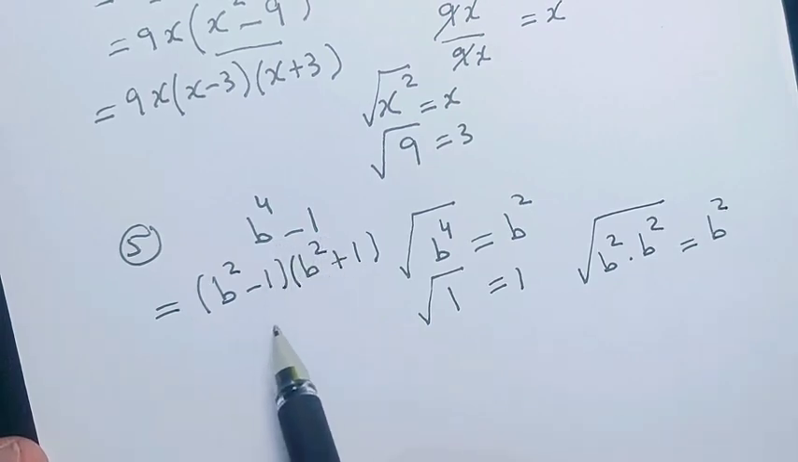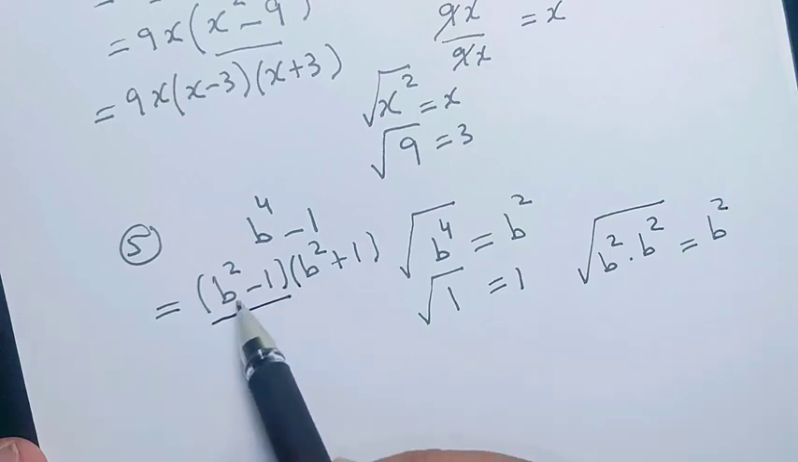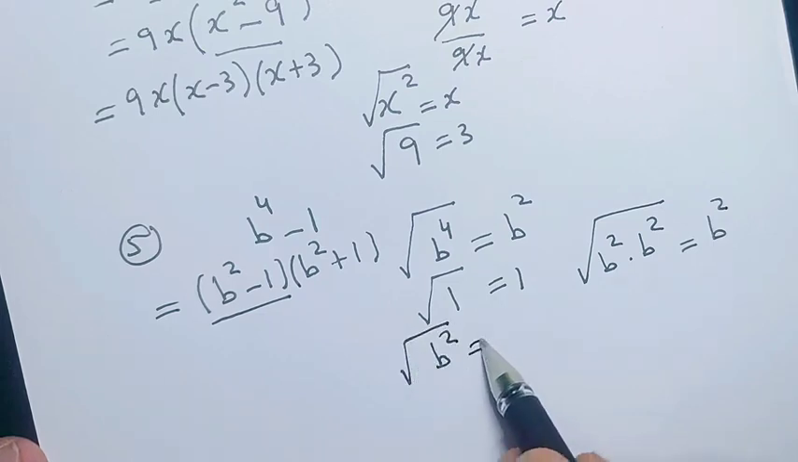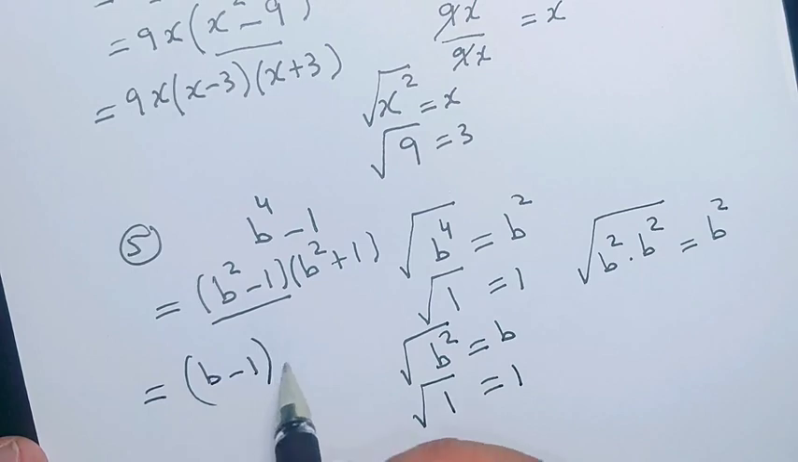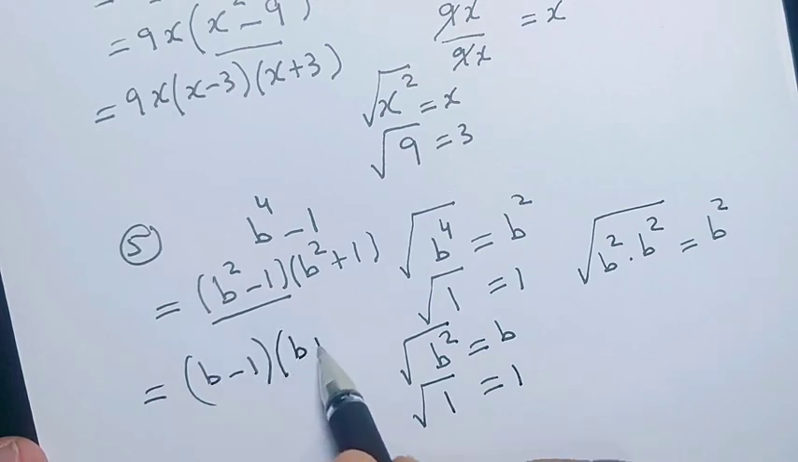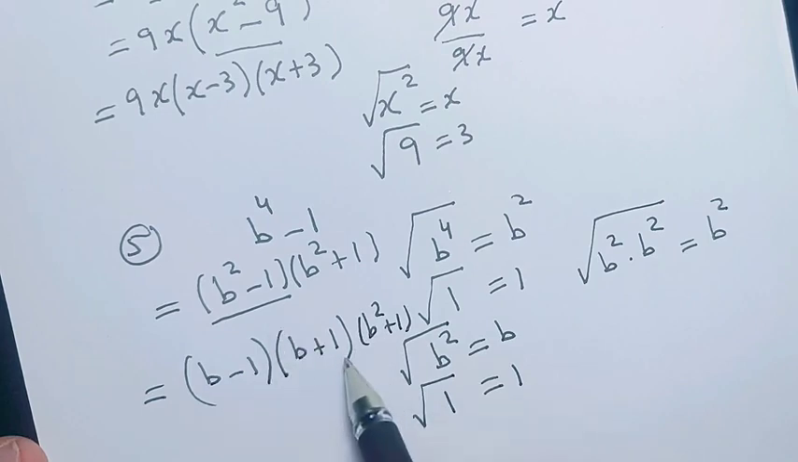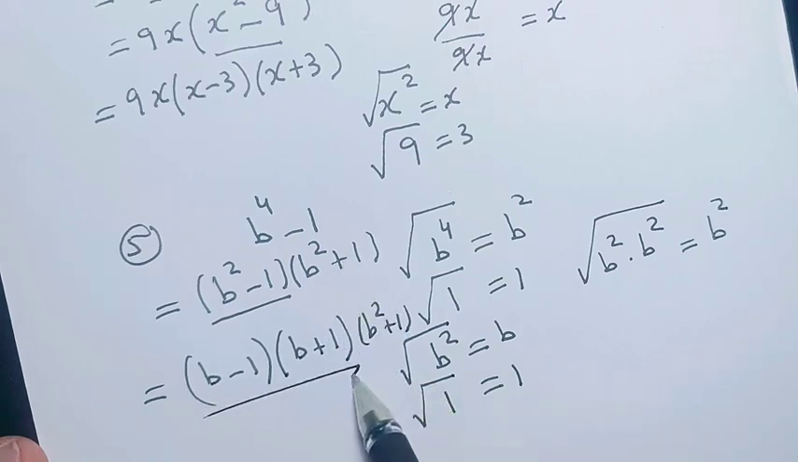But I can see here b square plus 1 I can't factorize, but this one, b square minus 1, I can factorize further. Why? Because b square minus 1 is still a difference of perfect squares. Both terms are perfect squares. So I apply the square root again: b power 2 gives b, and 1 gives 1. So now b minus 1, one time with the minus sign, the second time the same factors with the plus sign, and b square plus 1 comes just like this. Because I can't factorize b square plus 1, I'm going to leave it as is. So this is my final answer.